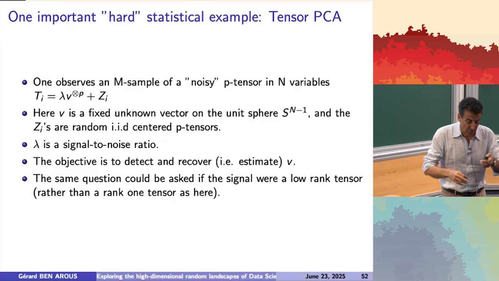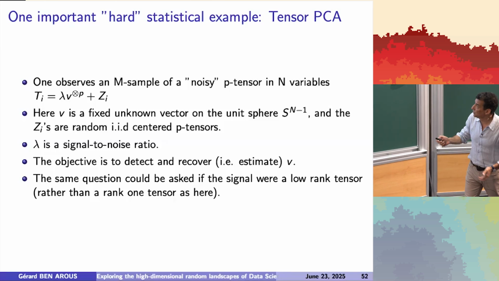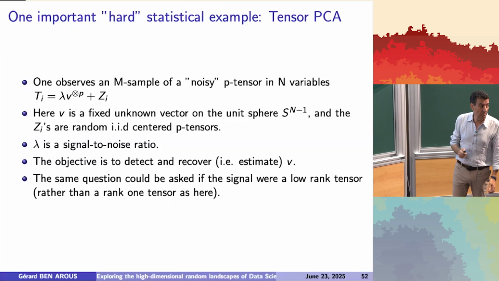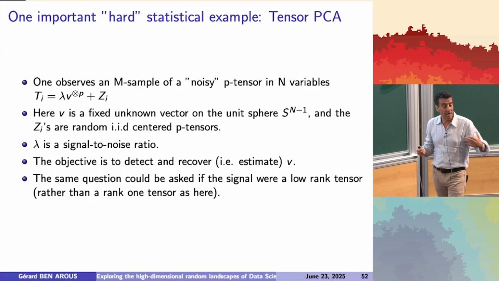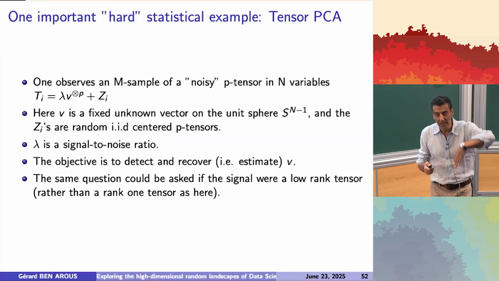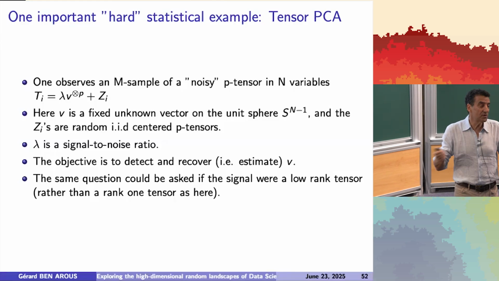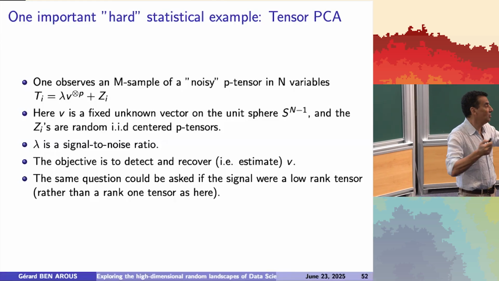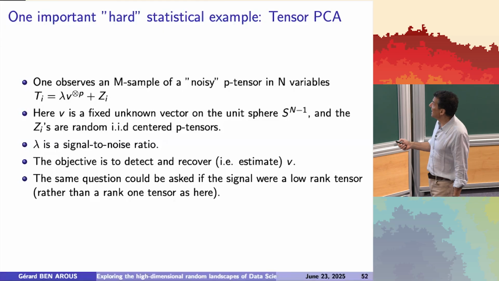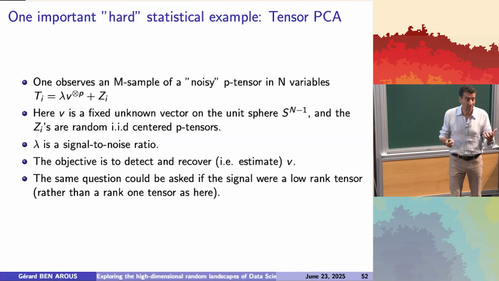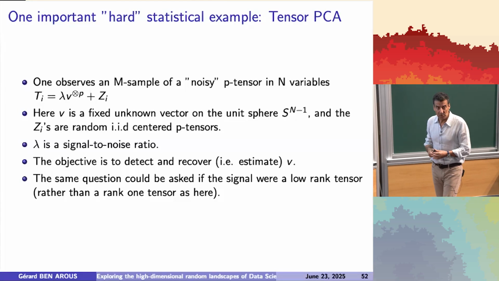Of course, I could change the variance of the noise, but instead I put a parameter lambda here, which will be a signal to noise ratio. When lambda is large, you have a lot of signal and little noise, and the other way around. When lambda is 0, you have no signal. And the objective is to detect and to recover, which means estimate v.